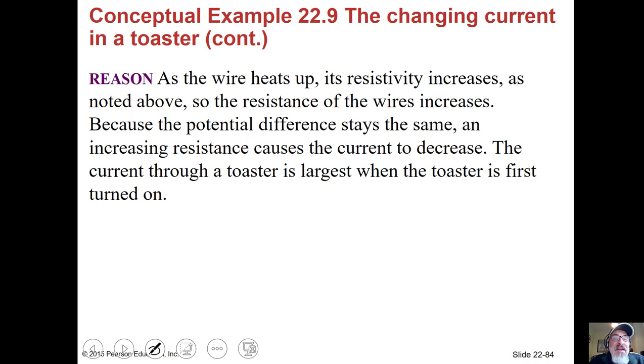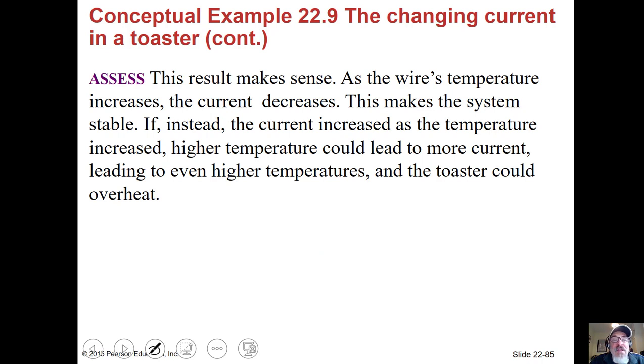So that's probably what it's going to say here. As the wire heats up, the resistivity increases, so the resistance increases. Because voltage stays the same, increasing resistance causes the current to decrease. Okay? So here's the formula, delta V equals I times R. If R gets bigger, I must get smaller. Okay, good. So the wire's temperature increases, the current decreases. If it worked the other way around, you'd have a runaway effect, and you'd burn your food, right, if it started off the other way around.